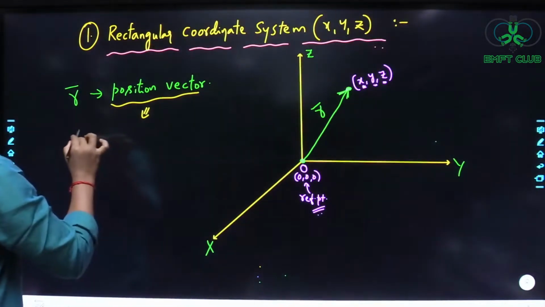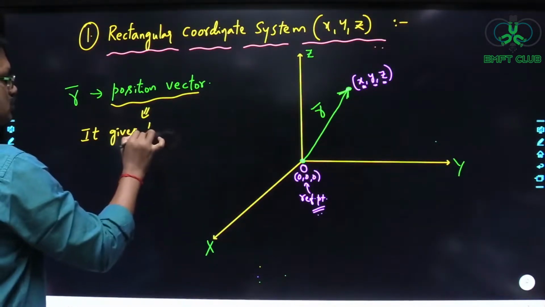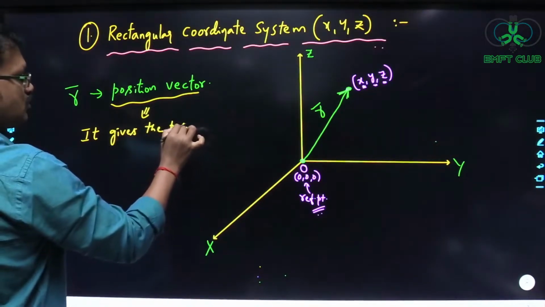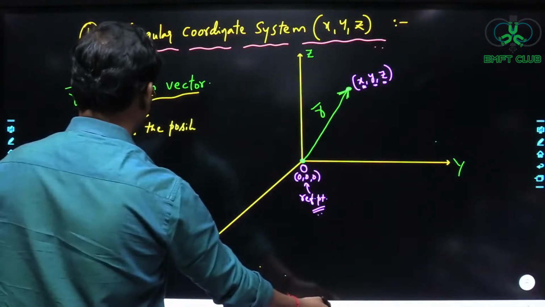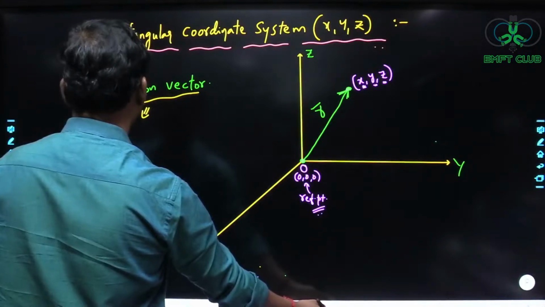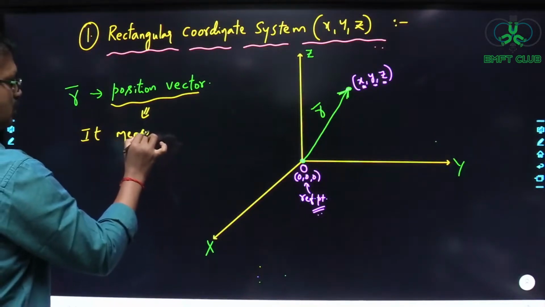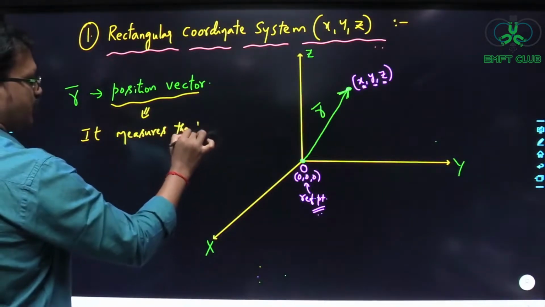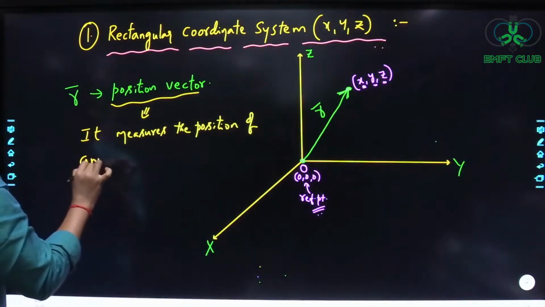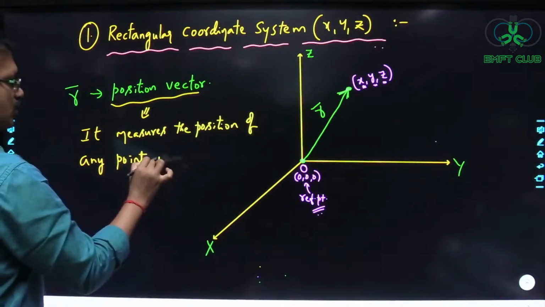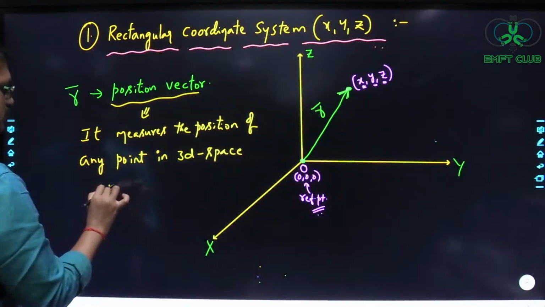Why is it called a position vector? It gives the position, or simply it measures the position of any point in 3D space with respect to what? With respect to the origin.